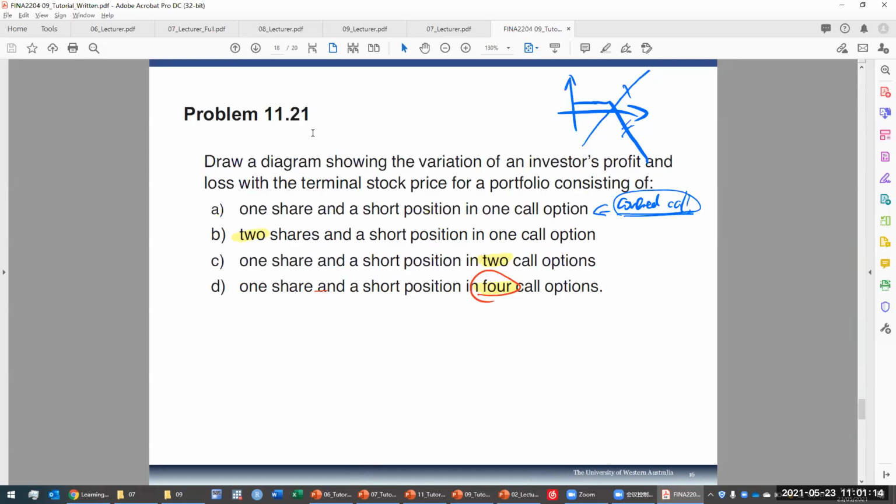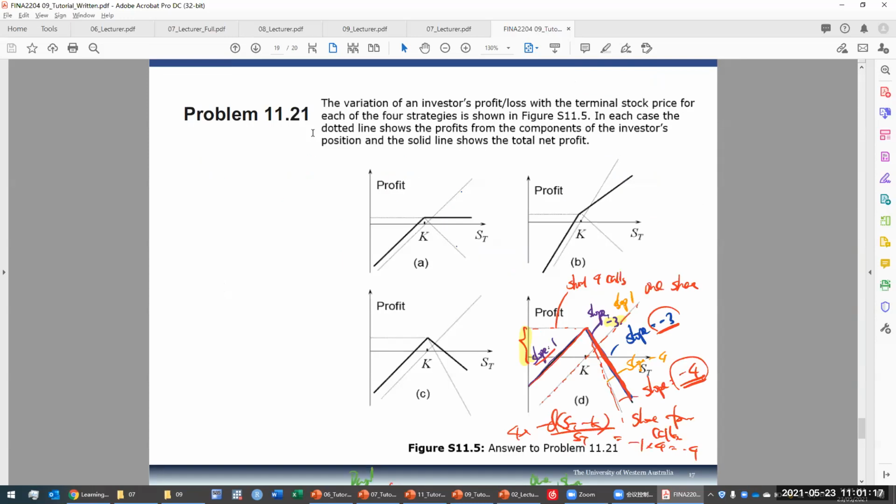One share and short four calls. One share is always just going straight up, right? Means if below that you lose, above that you gain. But for call options, how would you illustrate four short call options? Short call options is going down, flat then going down. So if they don't exercise, I walk away with profit. If they exercise, I will be making a loss, could be unlimited.